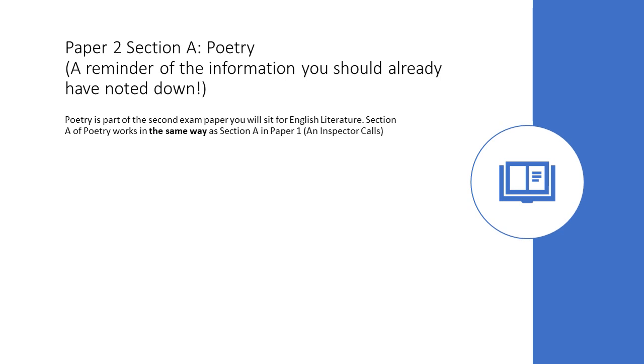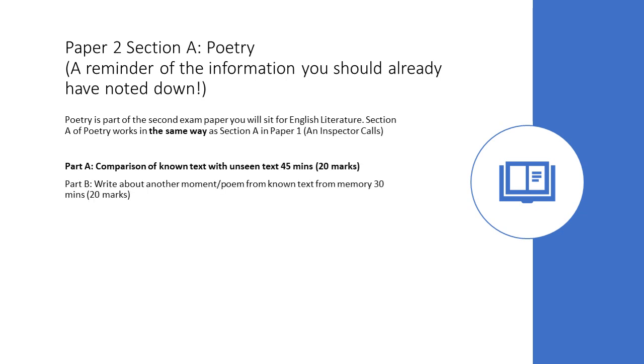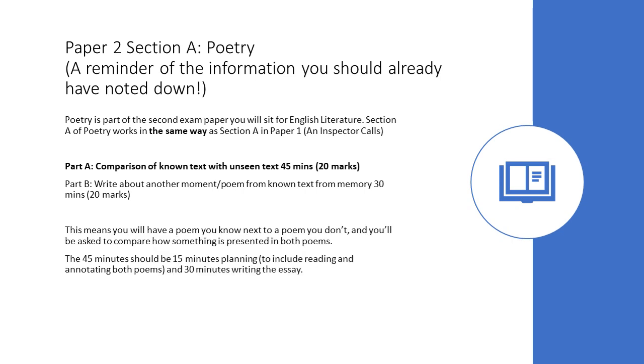Section A of poetry works in the same way as Section A in Paper 1 and Inspector Calls. Part A, comparison of known text with unseen text, 45 minutes, 20 marks. Part B, write about another moment or poem from a known text from memory, 30 minutes, 20 marks. This means you will have a poem you know next to a poem you don't, and you'll be asked to compare how something is presented in both poems. That's for Part A. The 45 minutes should be 15 minutes planning to include reading and annotating both poems, and 30 minutes actually writing the essay.